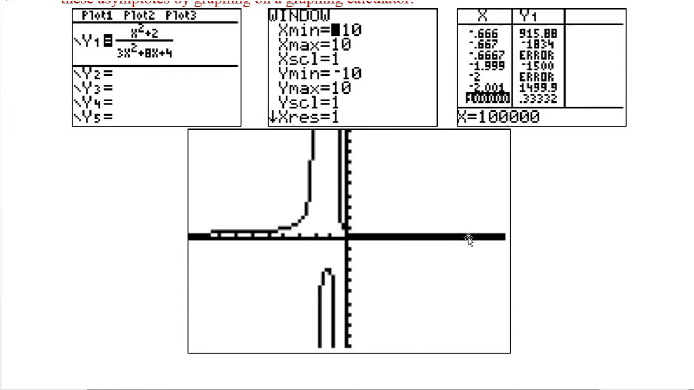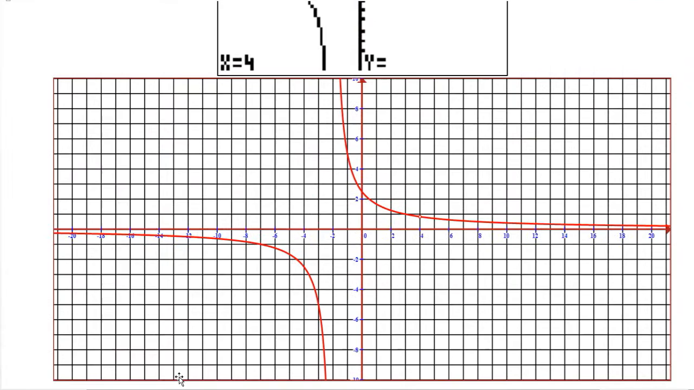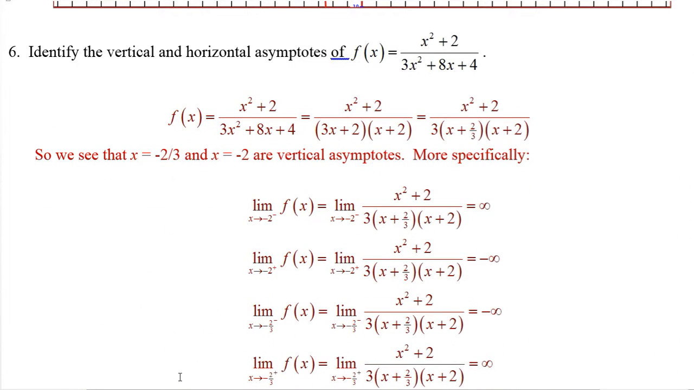And sure enough, we see some kind of horizontal asymptote. It looks like it's a little bit above 0. It's actually at 1/3. So some of this stuff I've done more than one way. The easiest way, I think, is to look at the graph and the factoring, and you can tell the vertical and horizontal asymptotes just by looking at that.